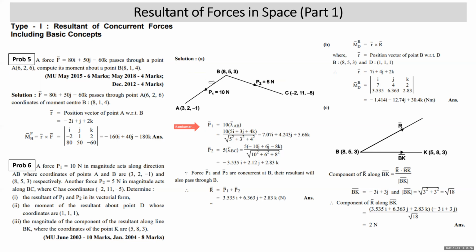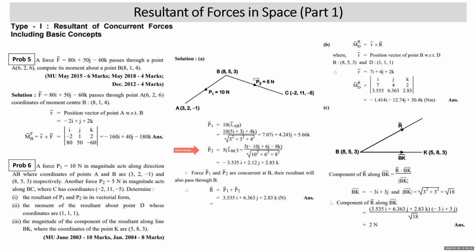Lambda AB will be what? First we write vector AB. AB means B minus A. 8 minus 3, 5i; 5 minus 2, 3j; 3 minus minus 1, 4k. Divide by its mod, and you get the force P1 in vectorial form. Now we come to force P2 in vectorial form.